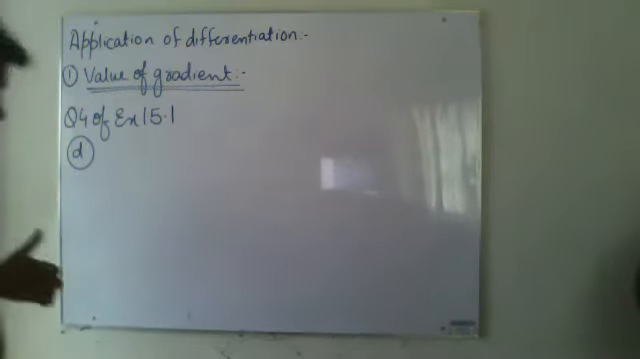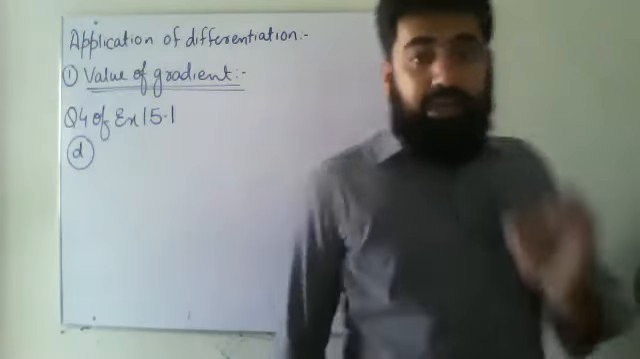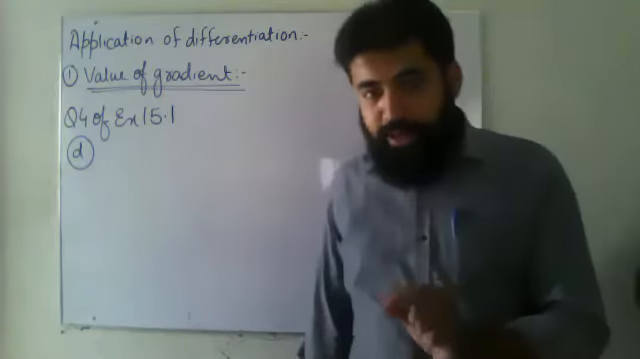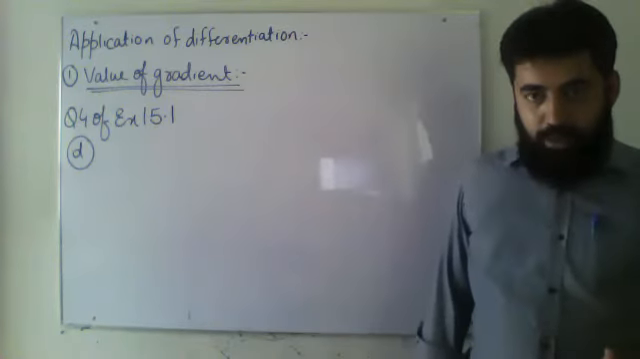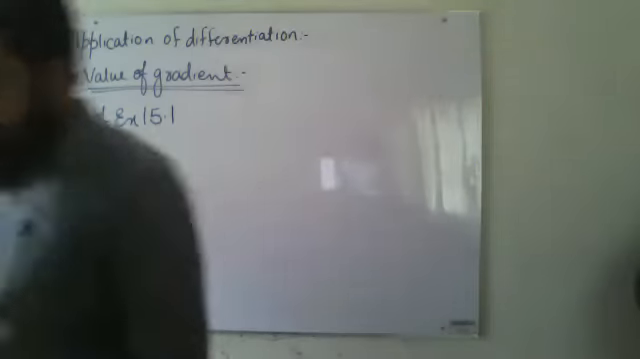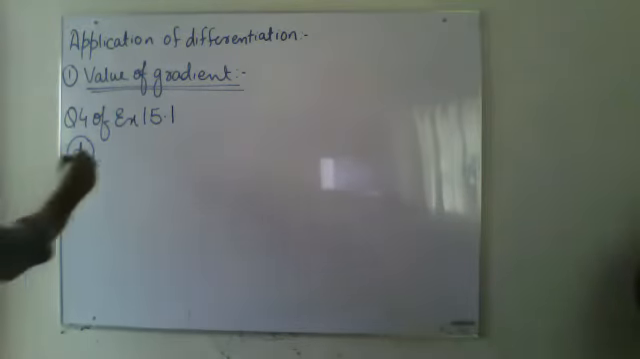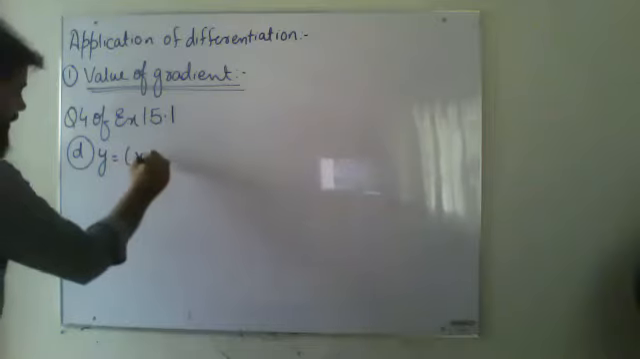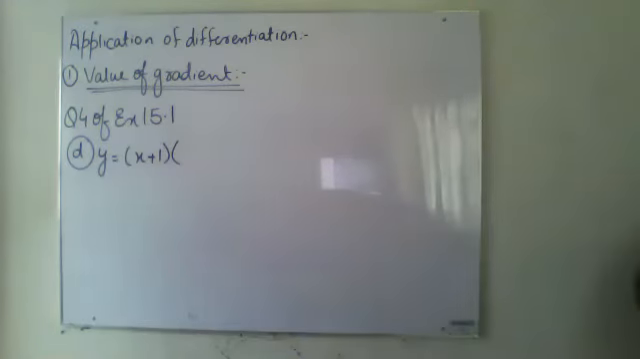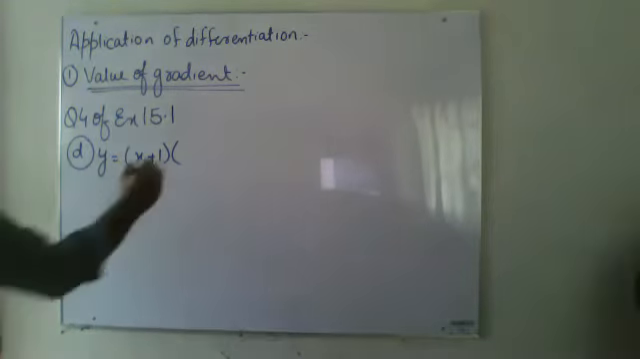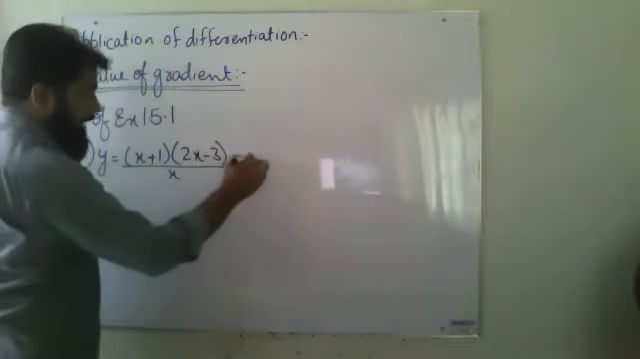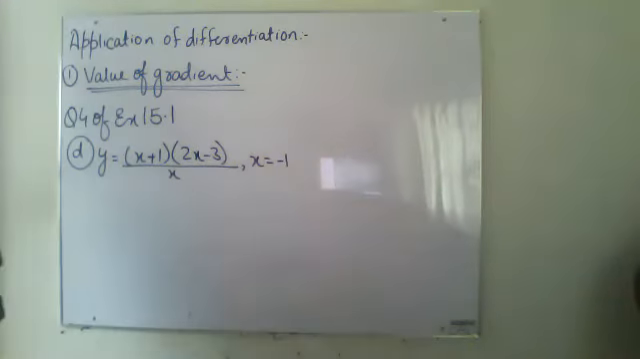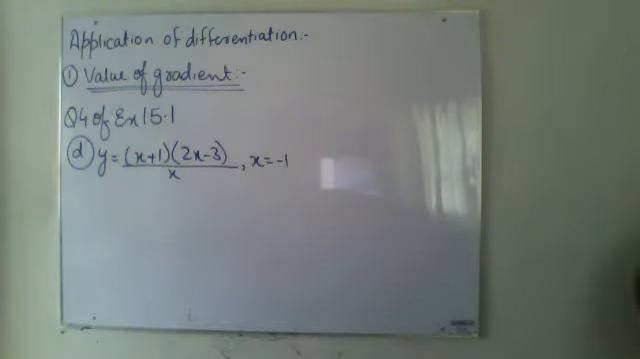So in this question, it is clear that we have to find the gradient of a curve at a point. So gradient of a curve means you have to do differentiation. Okay, right. So now the question says y equals (x + 1)(2x - 3) over x, at x equals minus 1. Everything is given directly. We don't have to do anything.